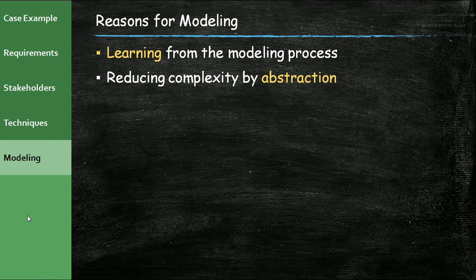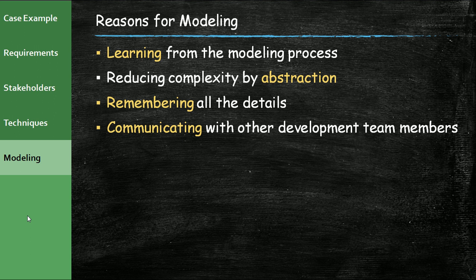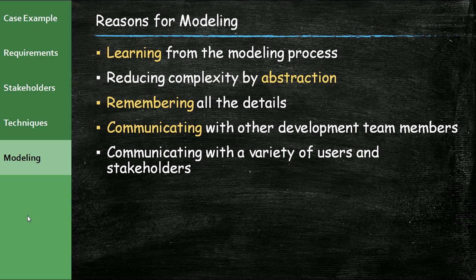It reduces complexity. Obviously, a model is a lot easier to understand than a narrative or something that's written. Written specifications are not always as clear as seeing something in action, which a model helps us see. Remembering all the details, so we can show all the details. Communicating with other development team members, so everybody can see exactly how the system is supposed to work. And communicating with a variety of users and stakeholders.